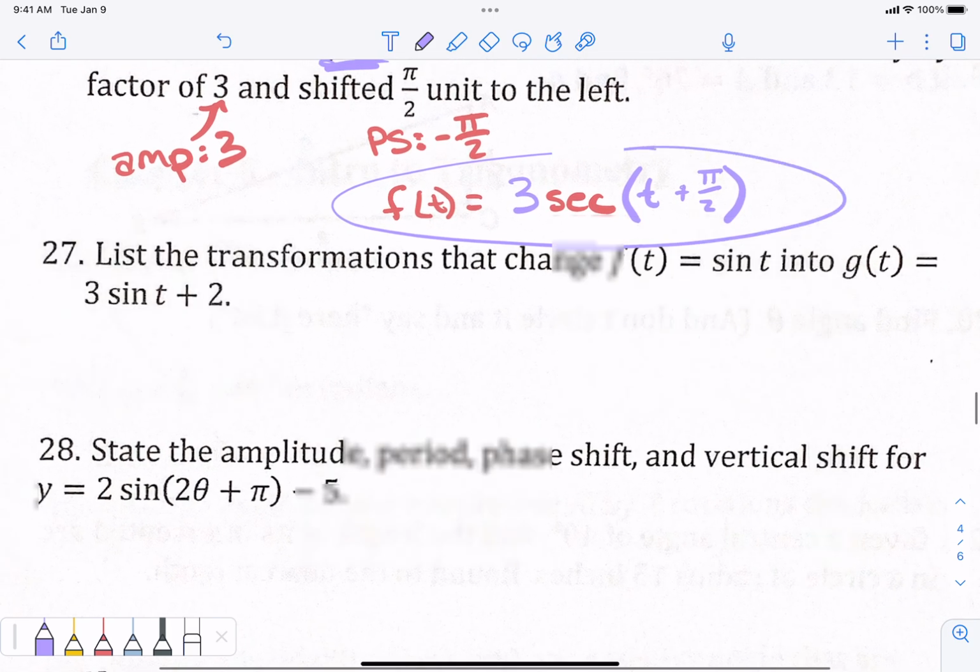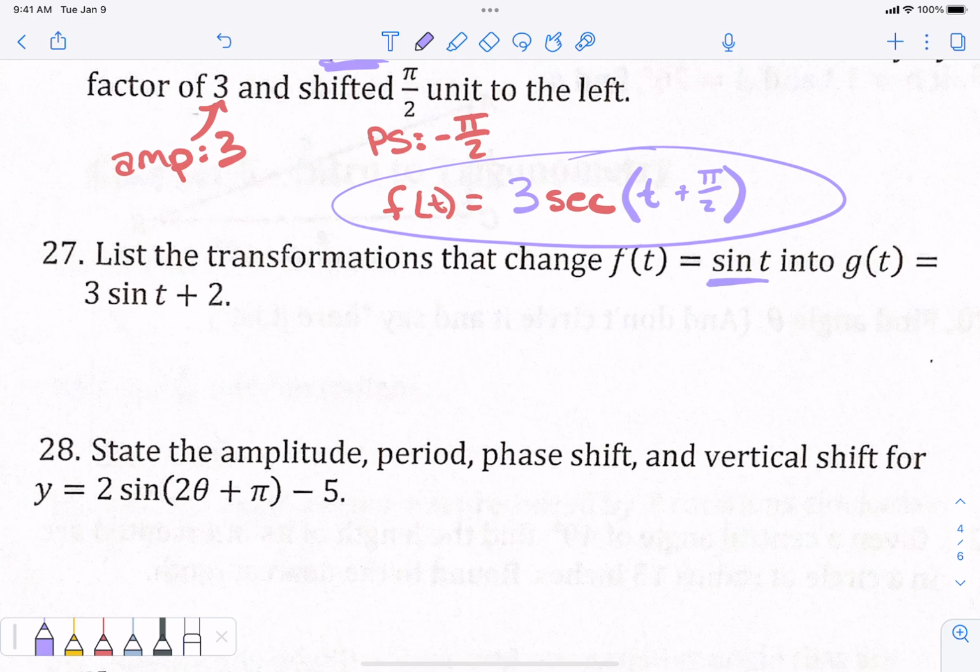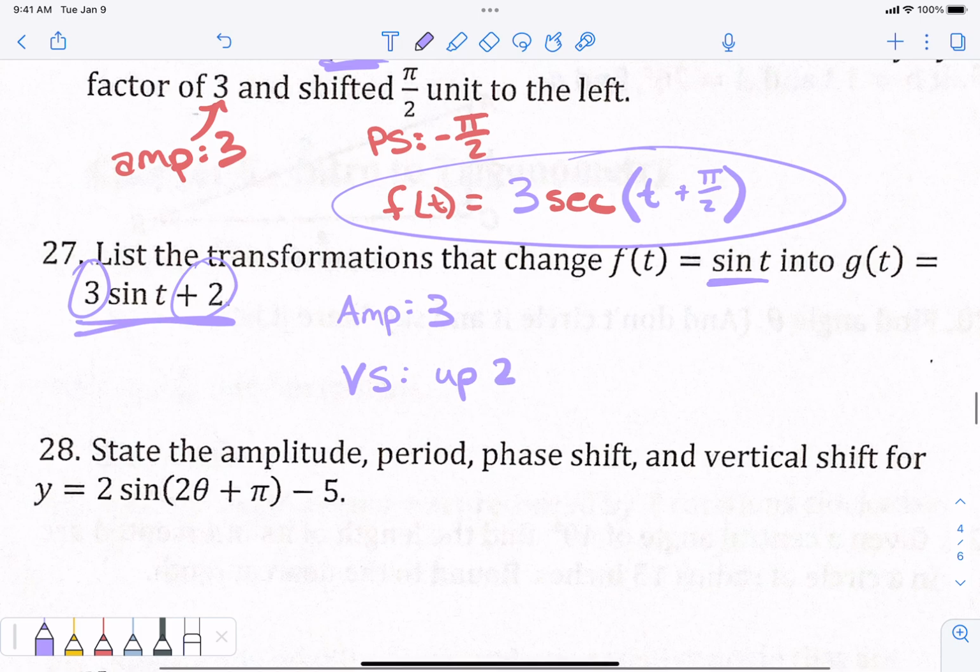Okay. List the transformations that change regular sine into this. So all we have to do is say what does the 3 do? What does the plus 2 do? Amplitude is 3, and then vertical shift is up 2. That's it. Okay. Next. Good. Happy with that? Yep. Okay.